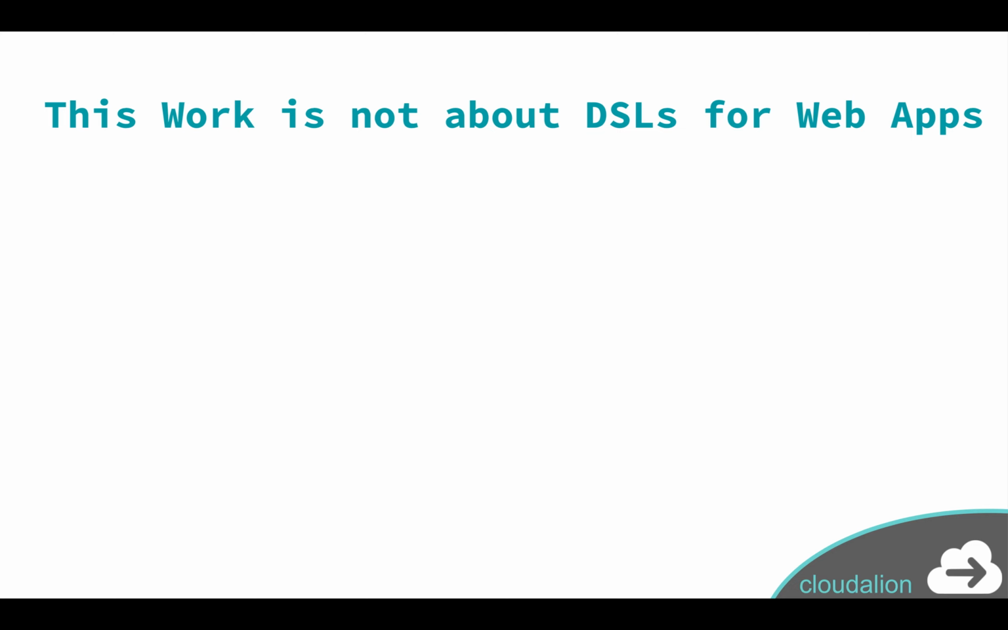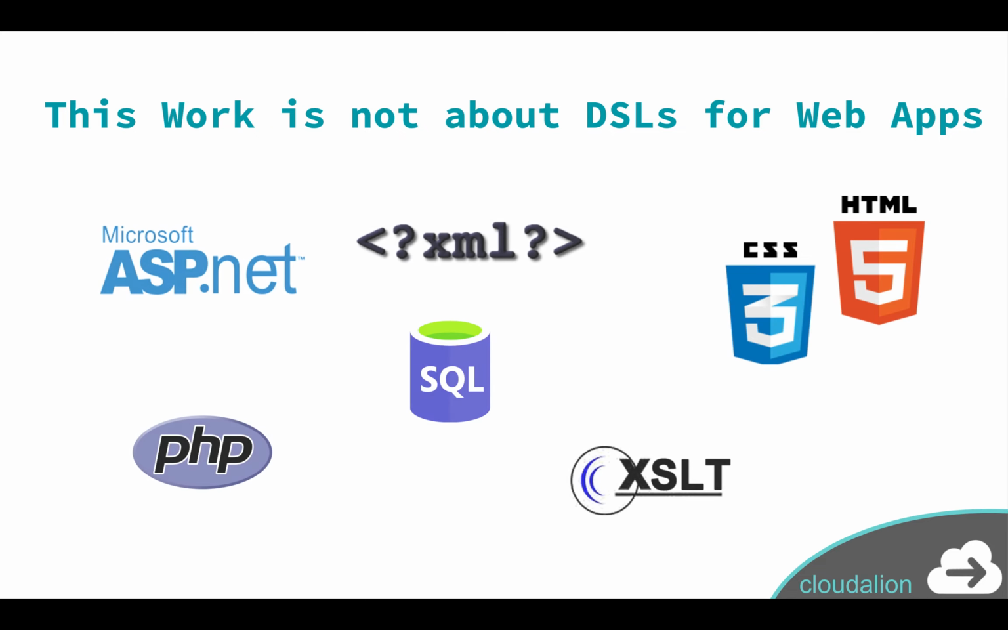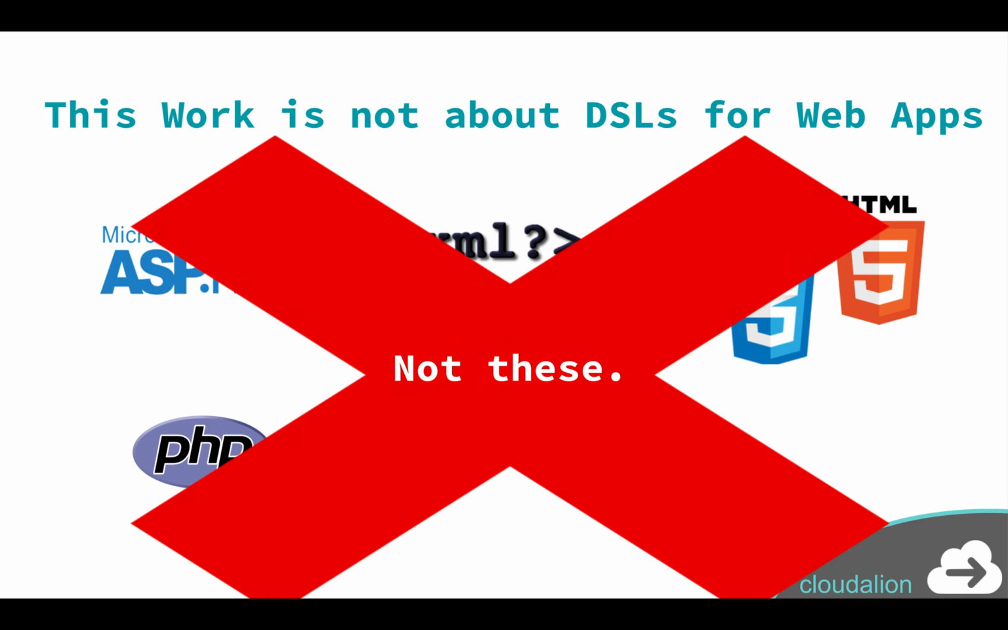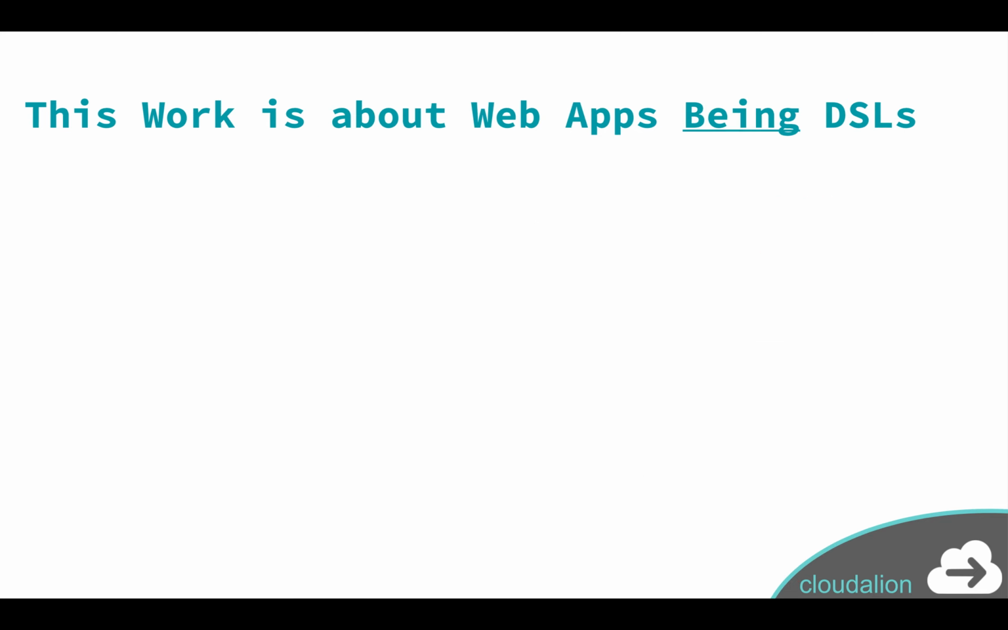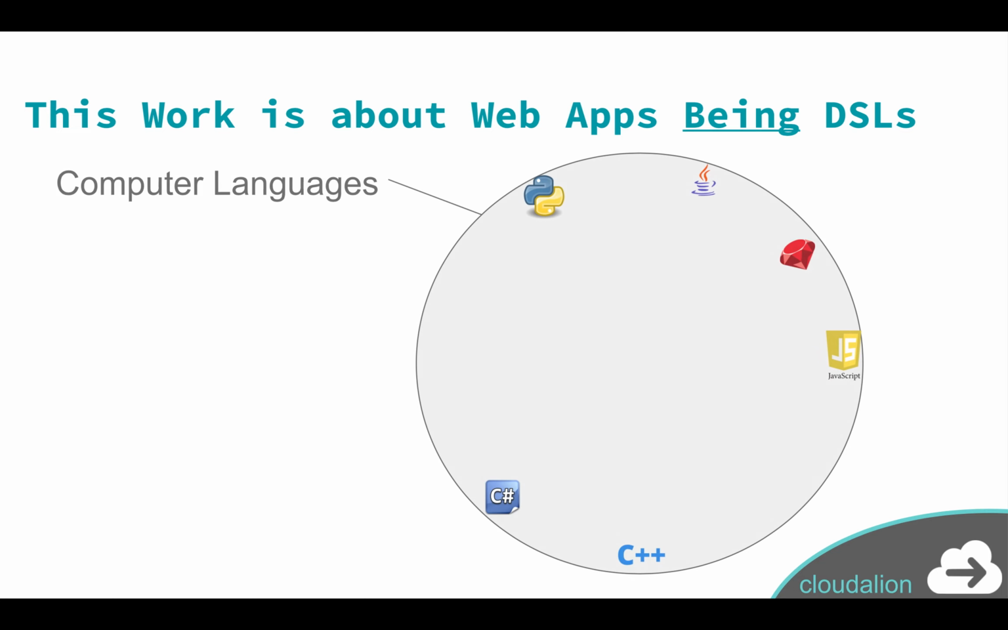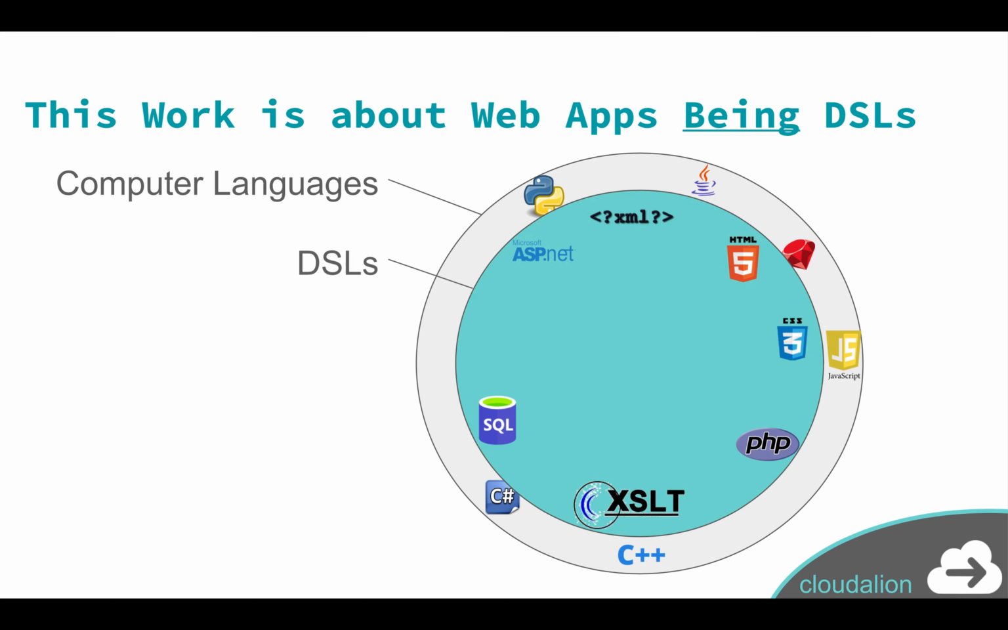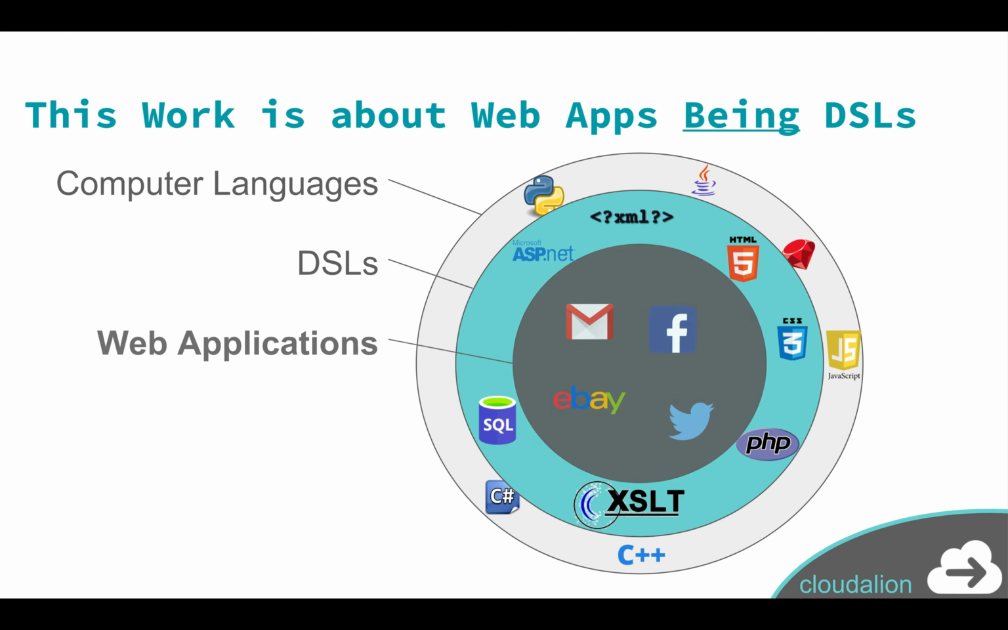So in this talk, I'm not going to talk to you about DSLs for web applications, things like client-side DSLs or server-side DSLs. These are all very nice DSLs, but this talk is not about them. This talk is about web applications being DSLs. If we look at the set of all computer languages, domain-specific languages are a subset. And what I'm trying to convince you is that web applications are a subset of that. So that Facebook, for example, is a special case of a domain-specific language. So first, Facebook is a language, and it is domain-specific.